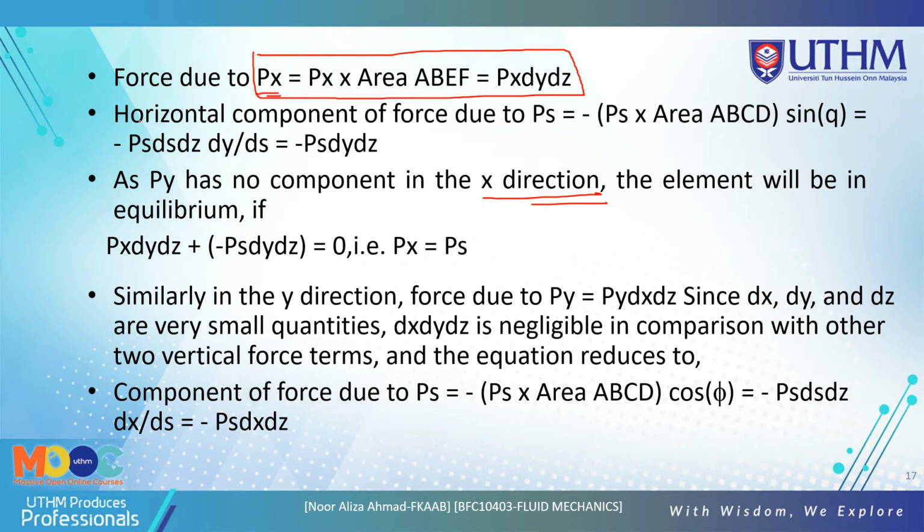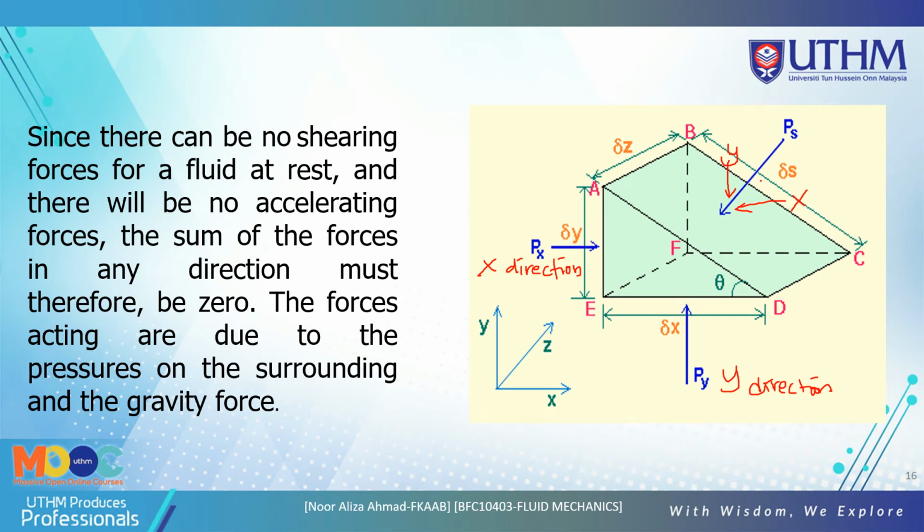Now we look at the horizontal component of force due to PS. Due to PS we have two components, horizontal and also vertical. So first we look at the x direction. This is the horizontal component of PS, for the x direction, so we look at this part here. PS times ds and dz here, so the area of this part.